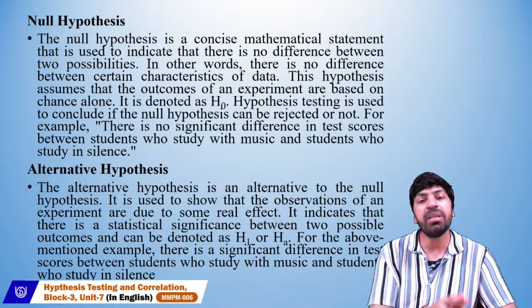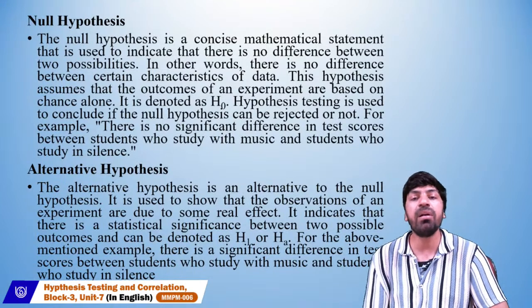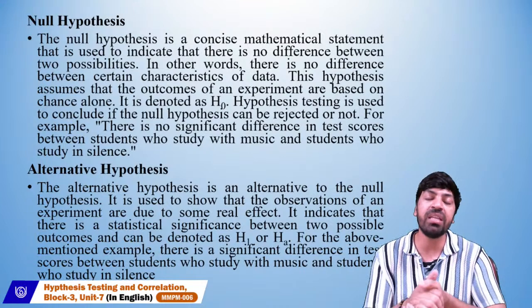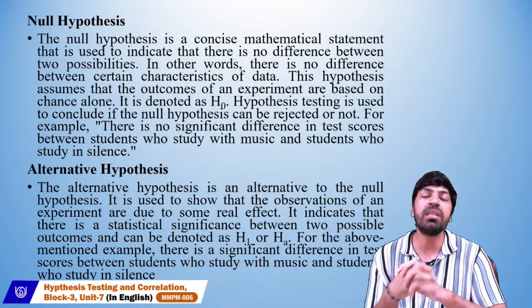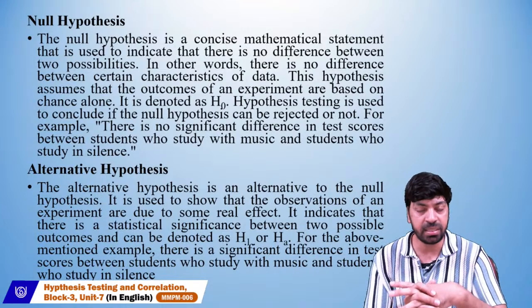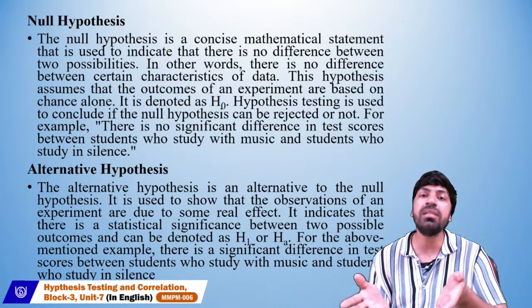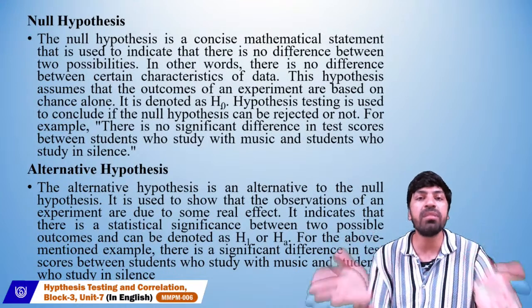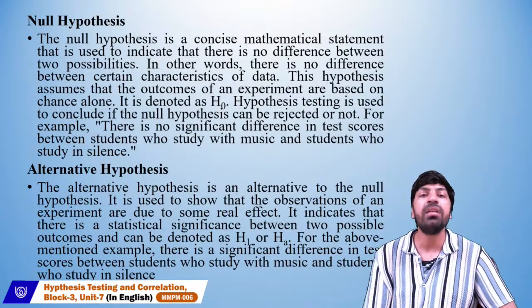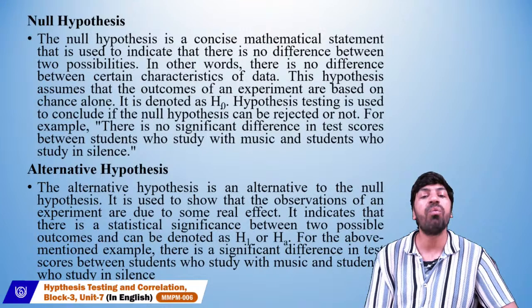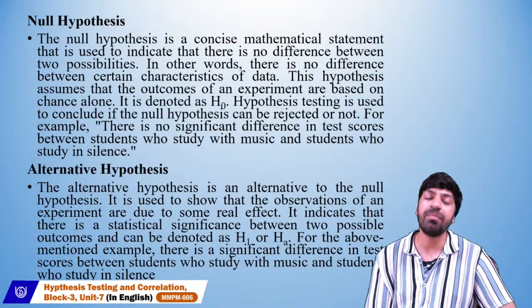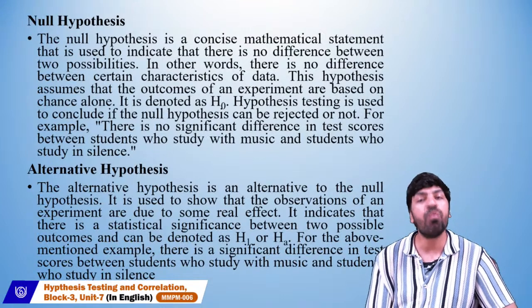So if one variable influences the other variable or there are some differences between the two variables, it becomes the alternate hypothesis. It also indicates that there is a statistical significance between the two possible variables or between the two possible outcomes, and it is denoted by H1. That means the symbol of the alternate hypothesis is H1 or HA.